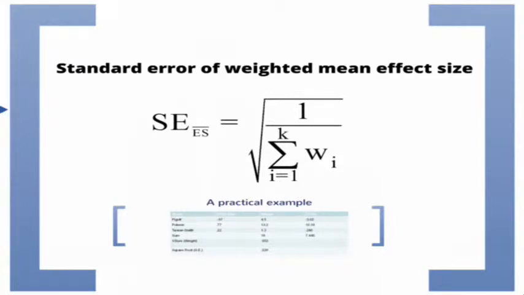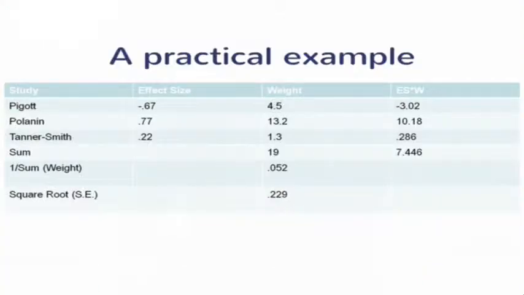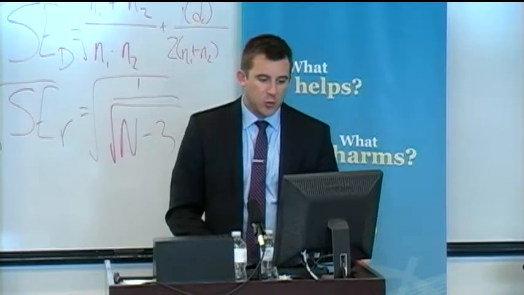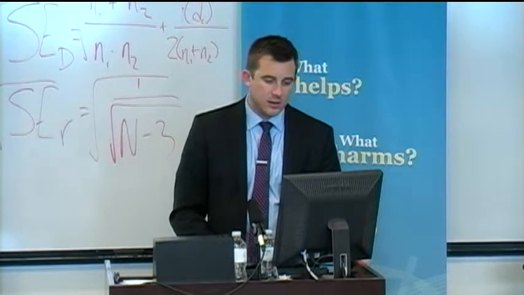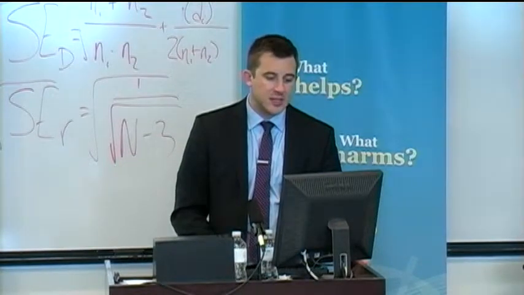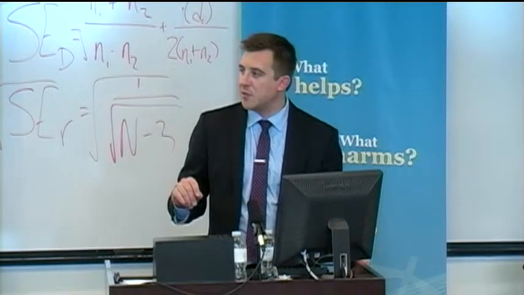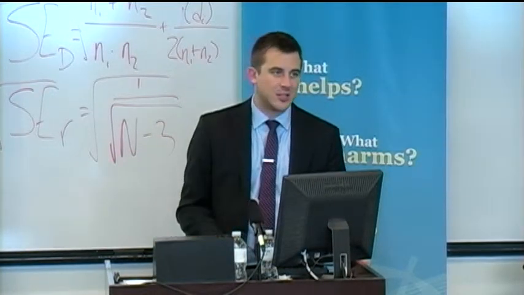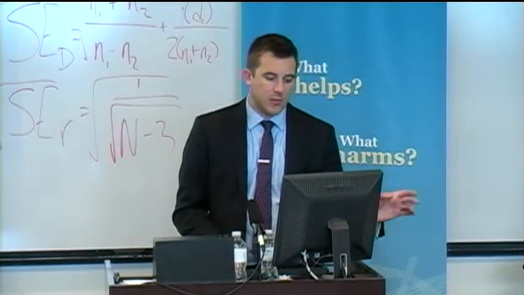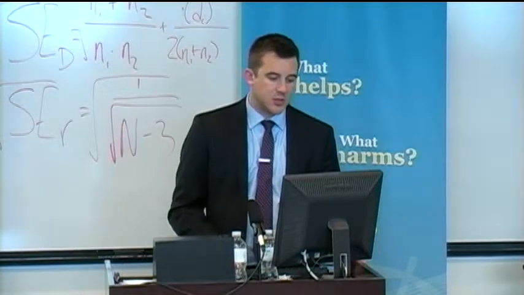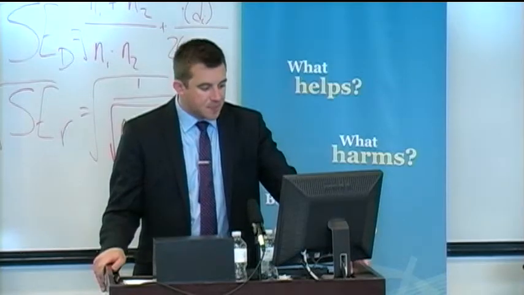So if we go back down here, it's a better zoom there. The sum of the weights again is 19, and 1 over the sum of the weights is 0.052, and we take the square root, it's 0.229. Okay, so that's all well and good. What do we do with it once we calculate the standard error of that pooled effect size? Well, we can calculate the 95% confidence interval, and we can also conduct a z-test, just like we would for any other analysis. So let's look at the 95% confidence interval first.